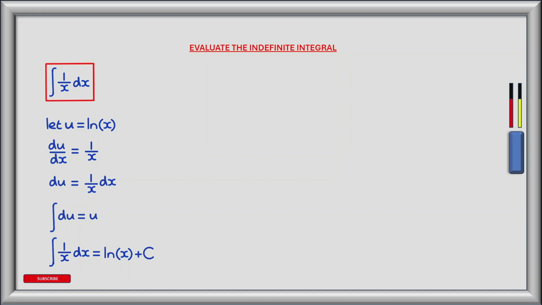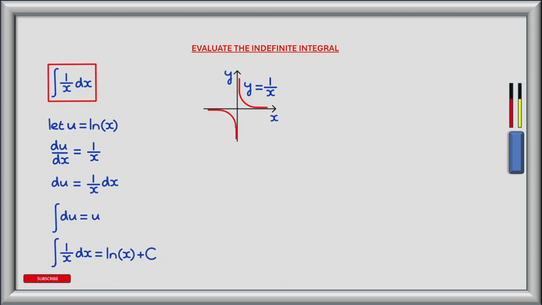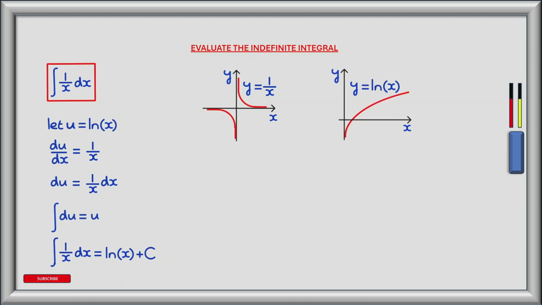While this is close to the solution, it's still not quite the full story. Let's see why by looking at the graphs of the natural log of x and 1 over x. So shown here is the graph of 1 over x, and here we have the graph of the natural log of x. For 1 over x, its domain is for all values of x except for x equals 0.